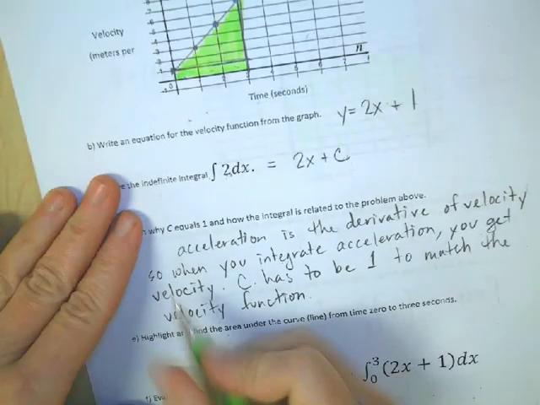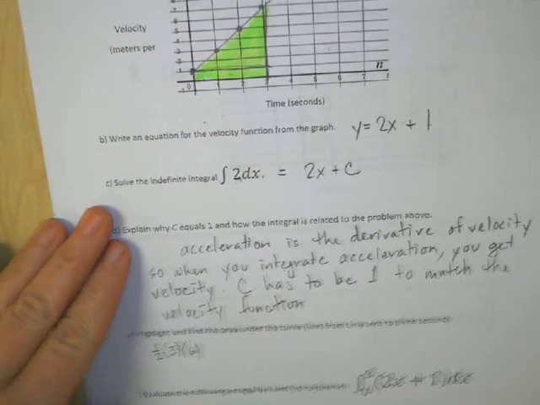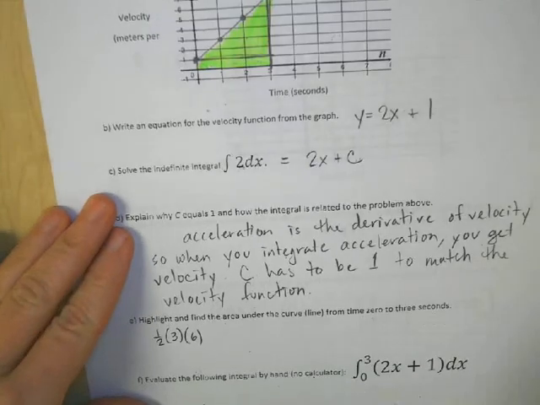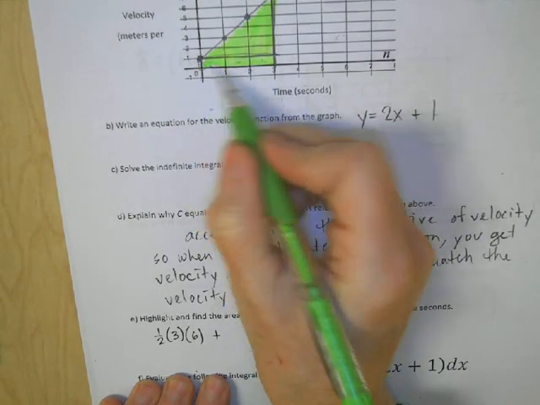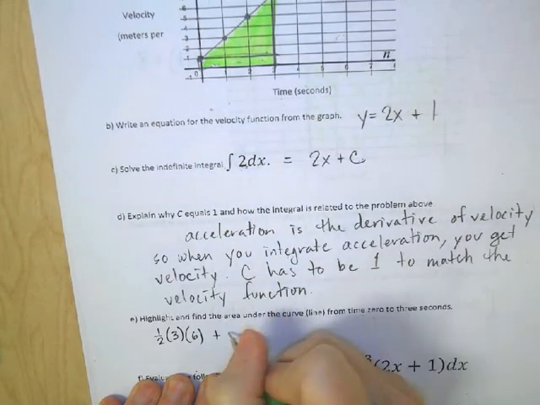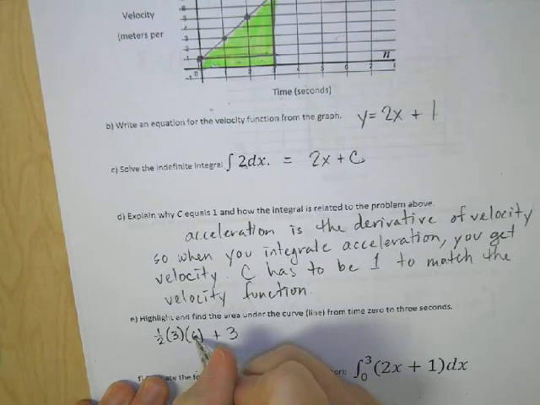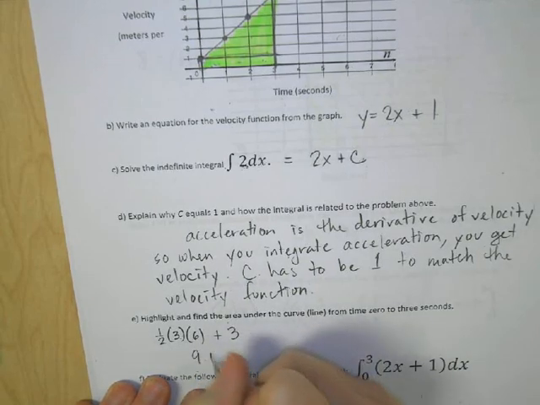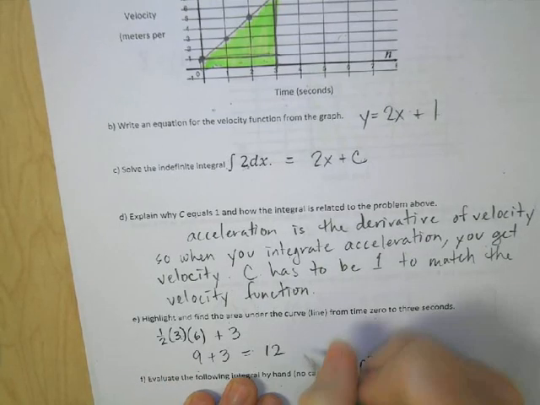So 1/2 times 3 times 6. Can you see that? Am I off the bottom? No, there I am. 1/2 times 3 times 6 plus this additional little rectangle here, which has an area of 3. So 1/2 times 3 times 6, 3 times 6 is 18, divided by 2 is 9, 9 plus 3 is equal to 12. So that would be 12, we're just talking about the area, it's units squared.